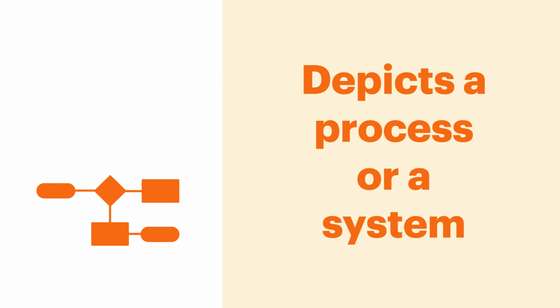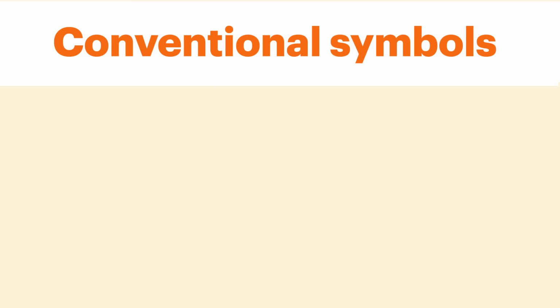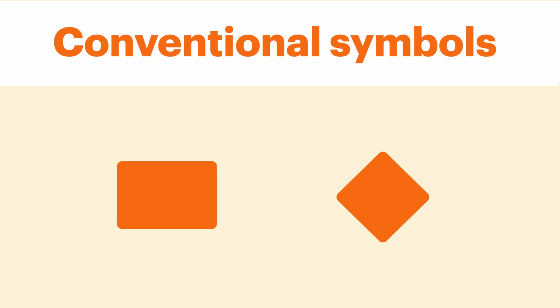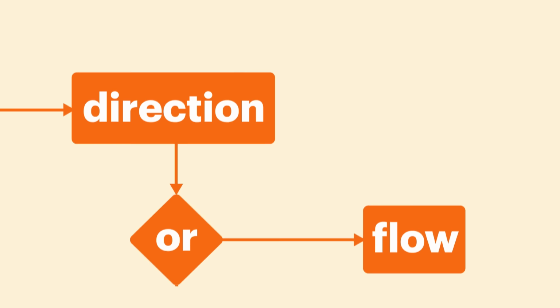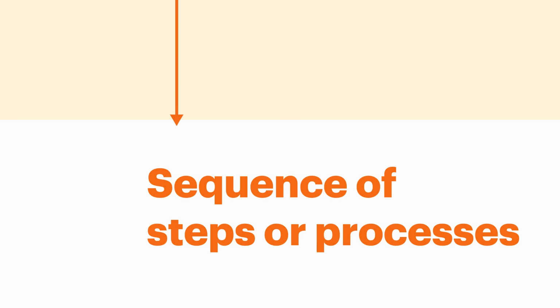Now, if you're watching this video, you're probably asking, what exactly is a flowchart? Well, a flowchart is a type of diagram that depicts a process or system, using conventional symbols like rectangles and diamonds to provide additional context and improve user comprehension. These shapes are connected with lines or arrows that are used to visualize the direction or flow of a particular sequence of steps or processes.